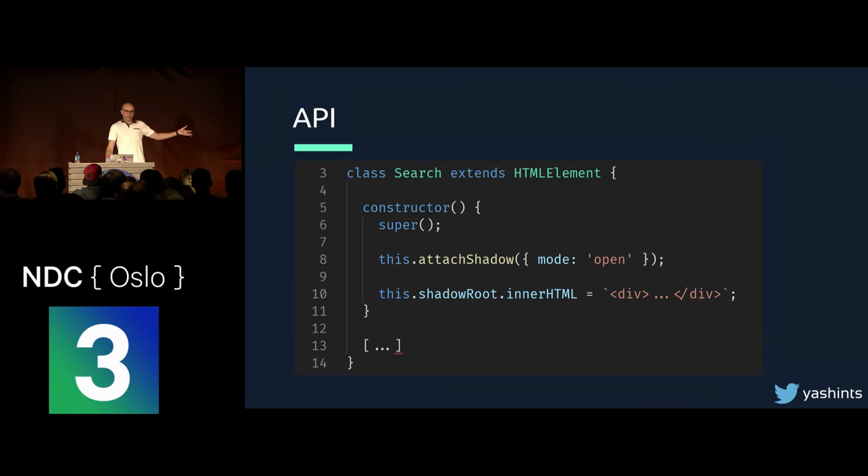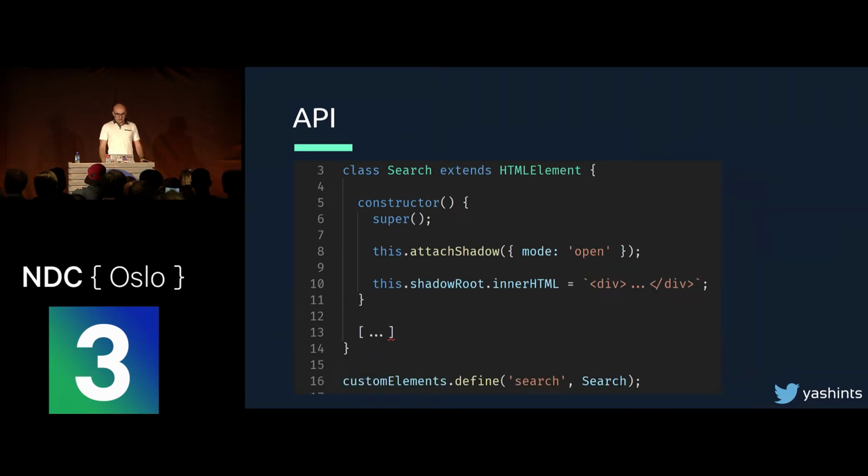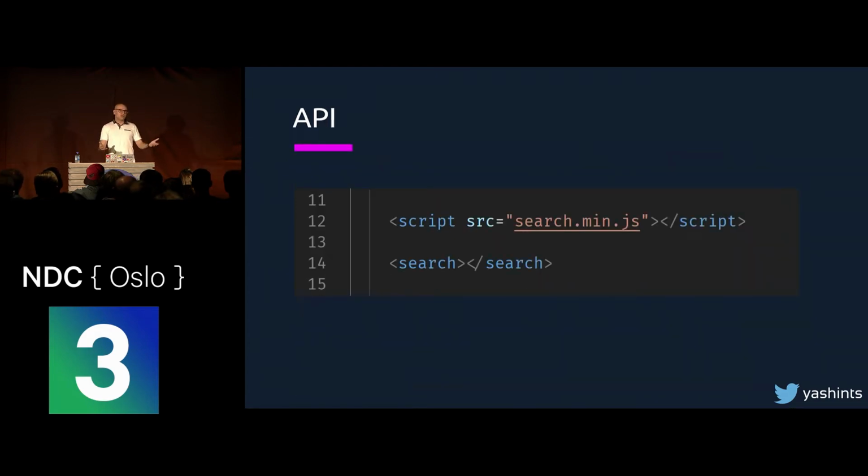So anything that you have is basically inside that shadow root. You can also ignore this. You can have your web components outside of shadow DOM, but that's not really recommended. Then you use the custom elements of the window object in JavaScript to define your element with a name and this class. And then you just include the JavaScript file, the result of the bundle, and then use that tag.